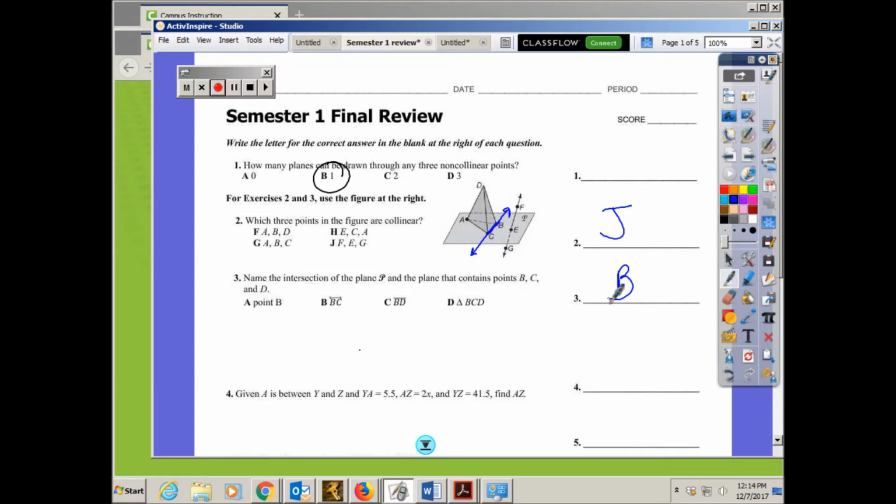So now do we understand why it's B? Do you get why it's B? First of all, it's a line, not a line segment, correct? And that's BD, so that's not where they meet.